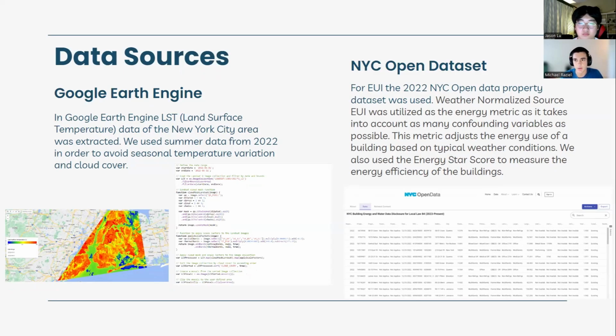We also used the NYC Open Data for EUI. We specifically used the 2022 NYC Open Data Property Dataset. Weather normalized source EUI was utilized as the energy metric, as it takes into account as many confounding variables as possible. This metric adjusts the energy use of a building based on typical weather conditions. We also used the Energy Star score to measure the energy efficiency of a building.